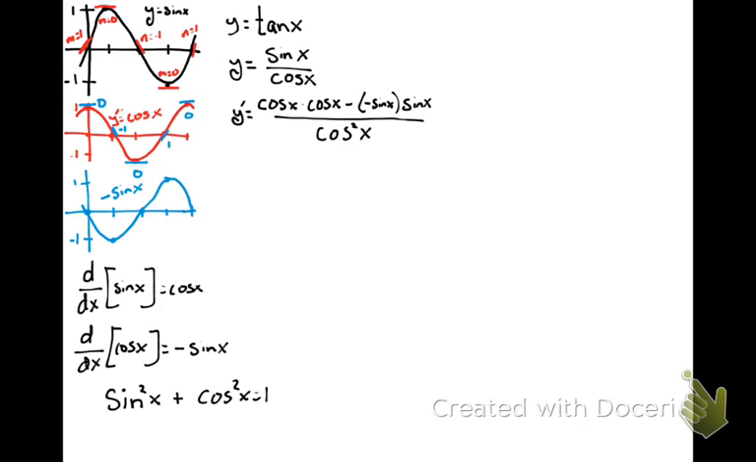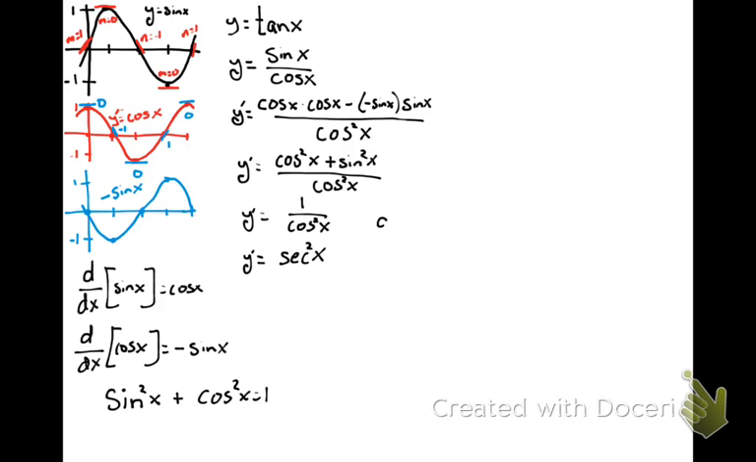But if we simplify this, the numerator becomes cosine squared x plus sine squared x all over cosine squared x. But cosine squared x plus sine squared x equals 1. And since 1 over cosine x is secant x, then y prime in this case must be secant squared x. So what we've just proven is that the derivative of tangent is equal to secant squared x.